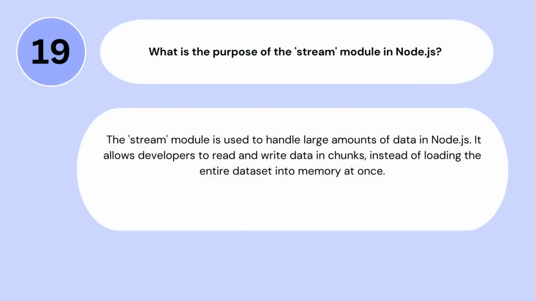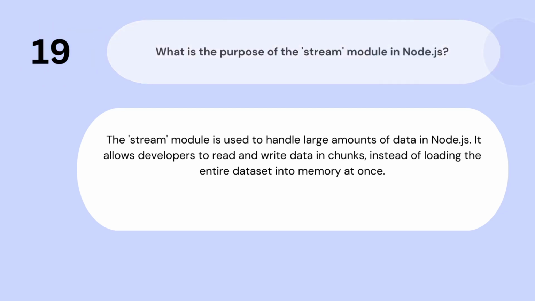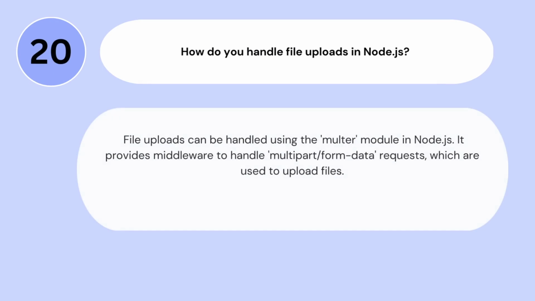What is the purpose of the stream module in Node.js? The stream module is used to handle large amounts of data in Node.js. It allows developers to read and write the data in chunks instead of loading the entire dataset into memory at once. Like if you want to read 1,000 records one by one.